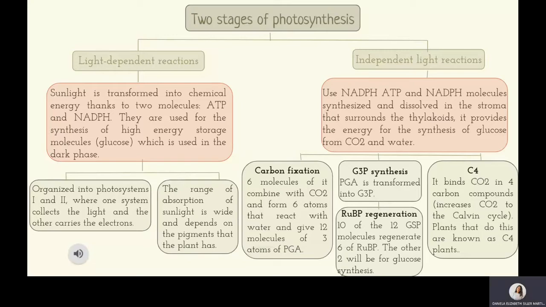Finally, we have the C4, in which it binds CO2 and 4 carbon compounds that increase CO2 to the Calvin cycle. The plants that do this are known as C4 plants.